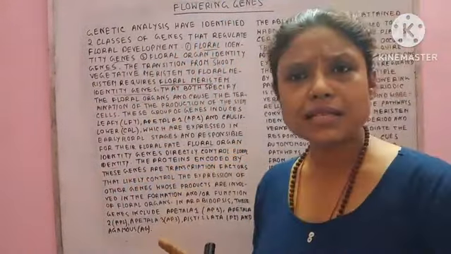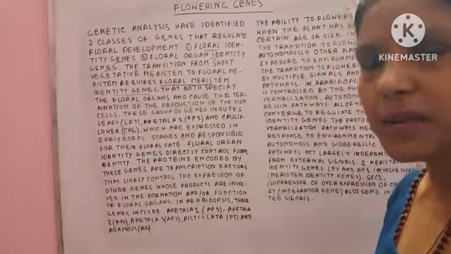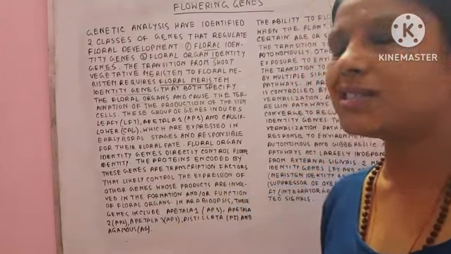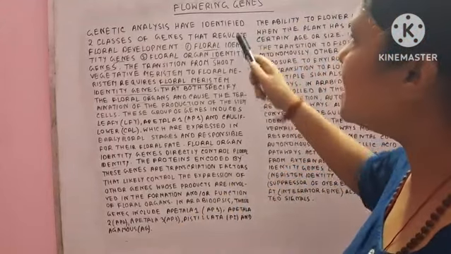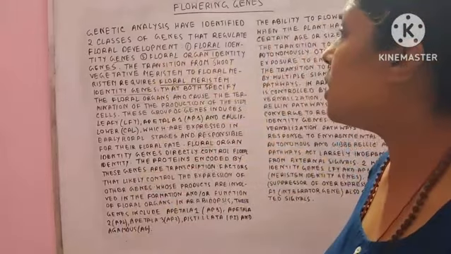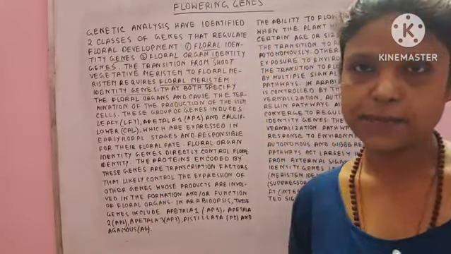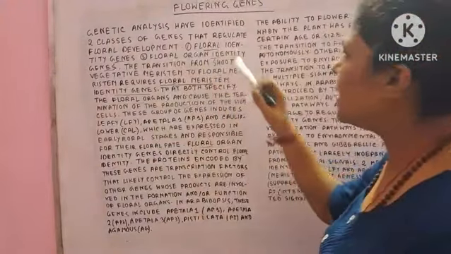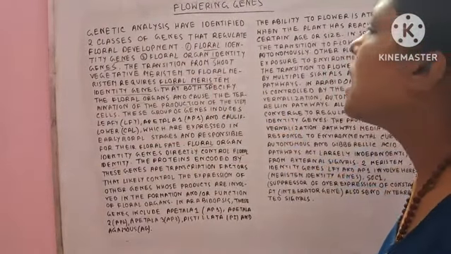Two classes of genes are very important. Why? Because these control the flowering processes of the plants. The first one is the floral meristem identity genes, and the second one is the floral organ identity genes.